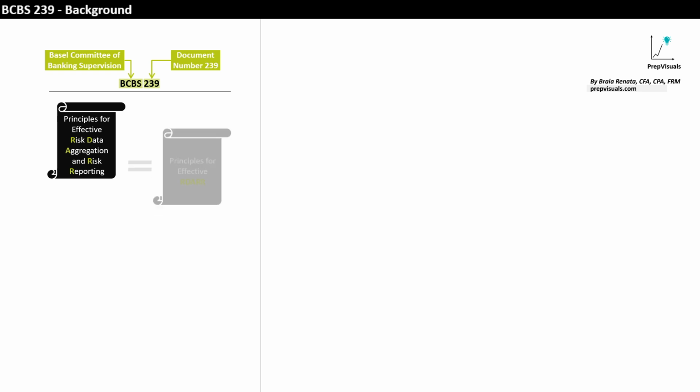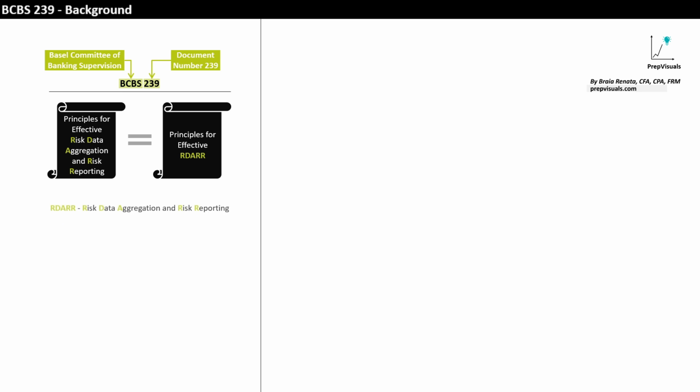The full title of the document is Principles for Effective Risk Data Aggregation and Risk Reporting, which is also commonly known as the Principles for Effective RDARR. You will see these terms interchangeably, so it's worth knowing that RDARR stands for Risk Data Aggregation and Risk Reporting.